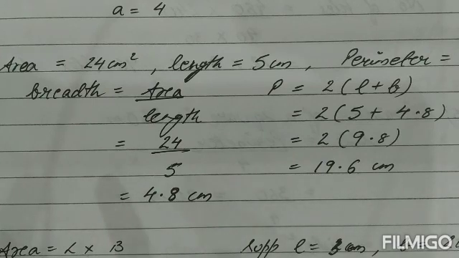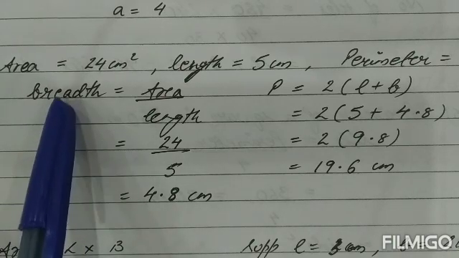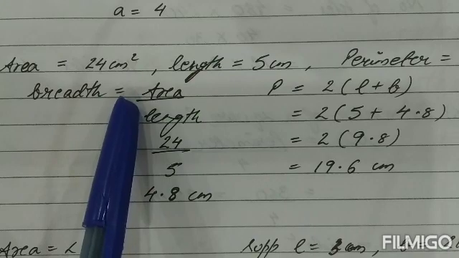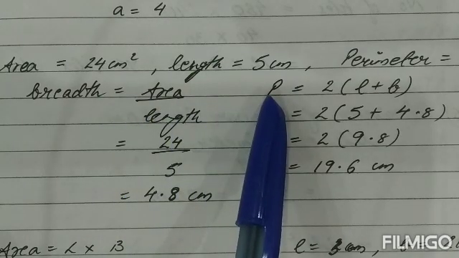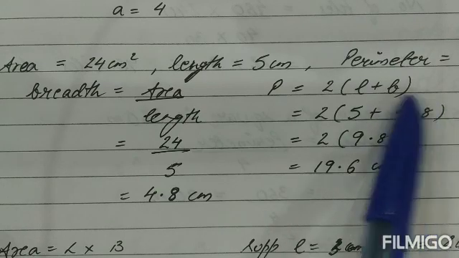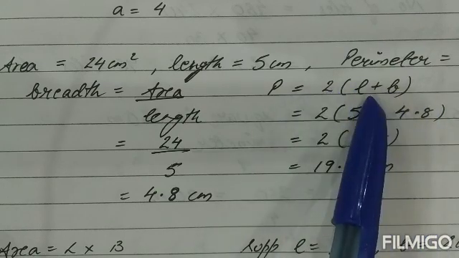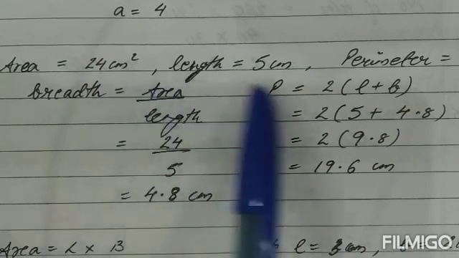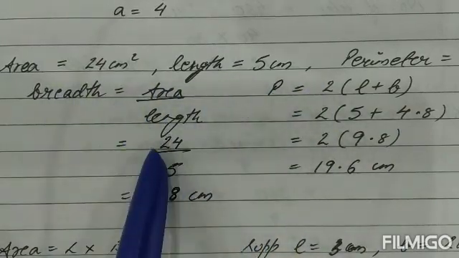Question number 8. A rectangular piece of paper has area 24 centimeters square and the length is equal to 5 centimeter. Find the perimeter. Now children, area is given as 24 centimeters square, length is given as 5 centimeter, and we have to calculate the perimeter. Now the first thing is, for calculating perimeter we need breadth, which is not given in the question. So first we will calculate the breadth.